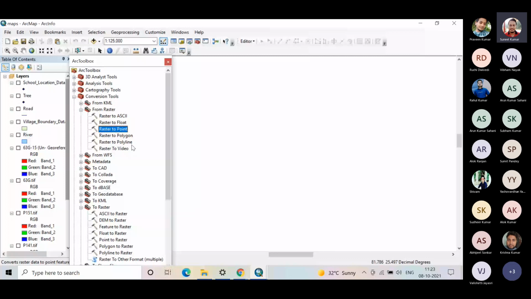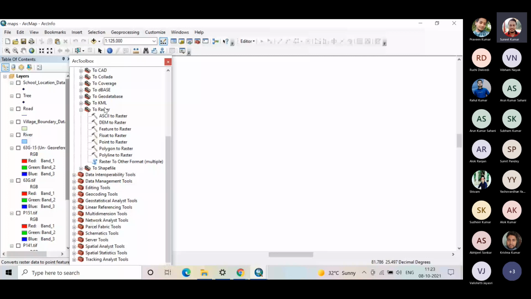And another option is to raster. So in this, point to raster, polygon to raster, polyline to raster, or simply feature to raster. So what we are doing is the reverse of that one. We are converting vector data into a raster. So this is called rasterization.